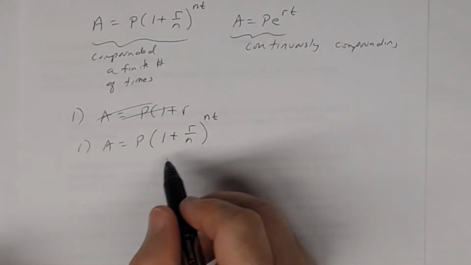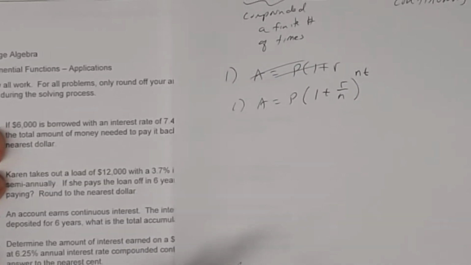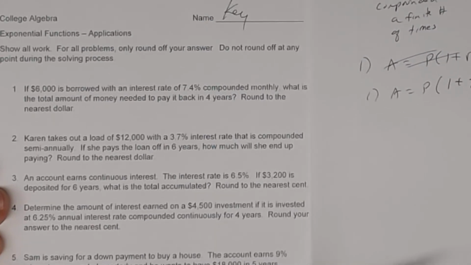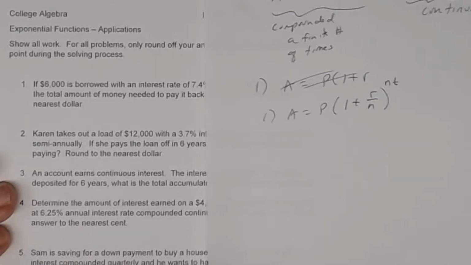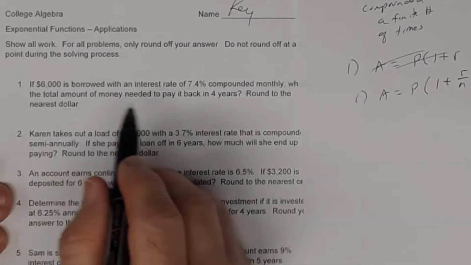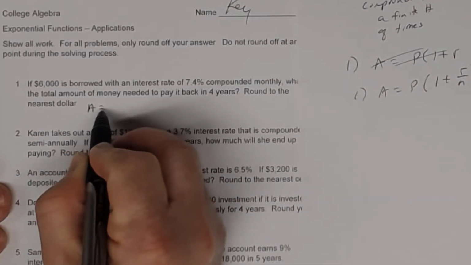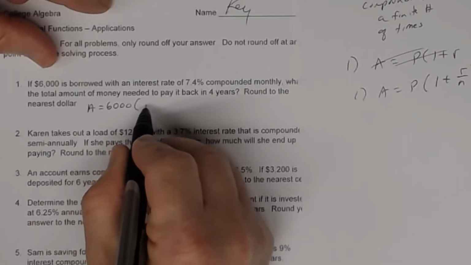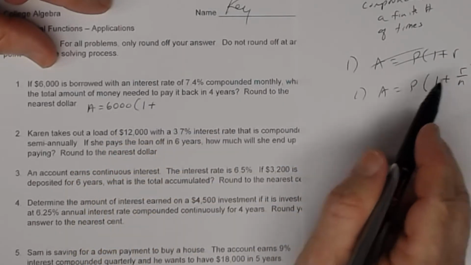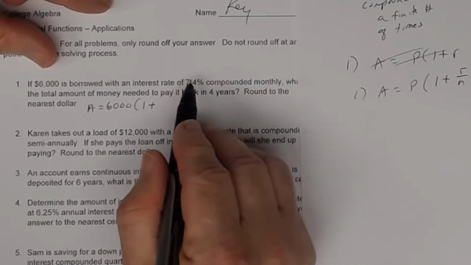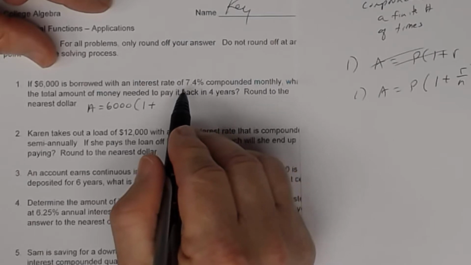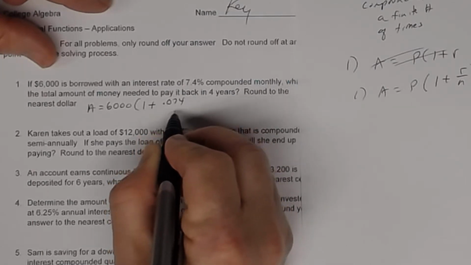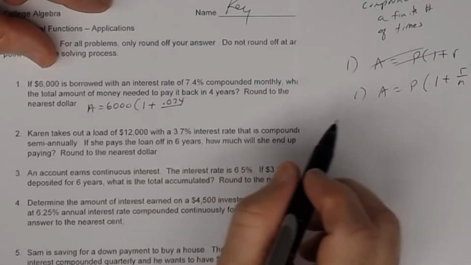All right, so let's go ahead and substitute what we know. I know that A is going to equal the principal, which is in this case the amount you borrowed. So 6,000 is the principal, times 1 plus R. Remember, R is the interest rate, and the interest rate must be listed as a decimal. So 7.4%, you move the decimal point 2 places to the left. That's important. So don't put 7.4. You're going to say 0.074 divided by N, which is the number of times it's being compounded per year.